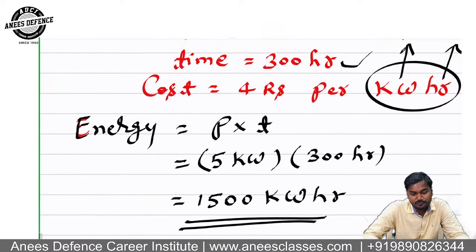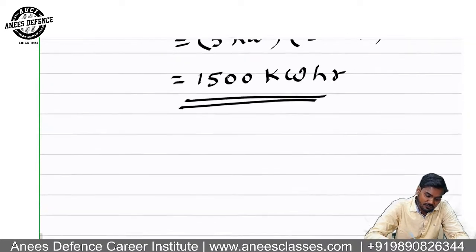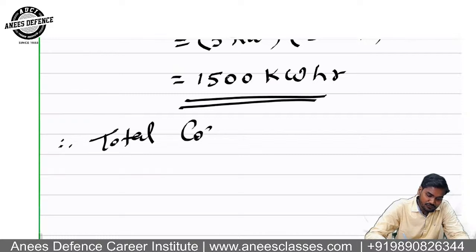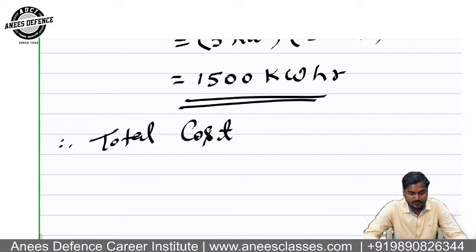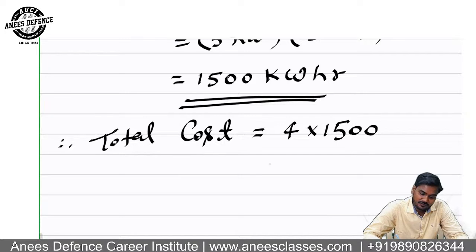But the given cost is 4 rupees per kilowatt hour. So hence the total cost is equal to 4 into 1500, which is equal to 6000 rupees.